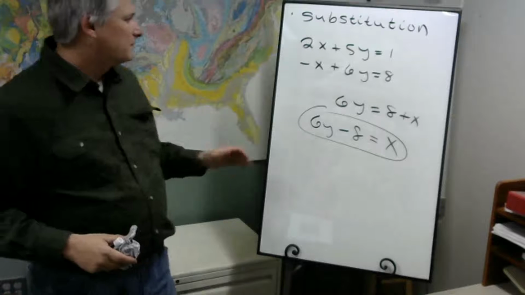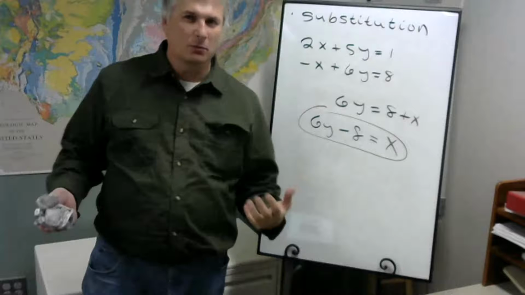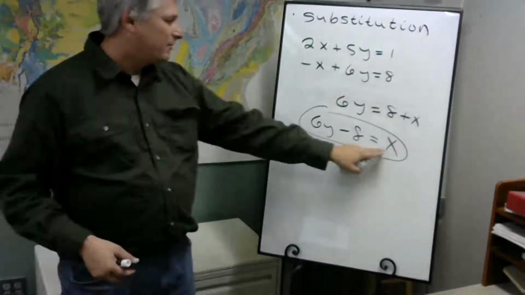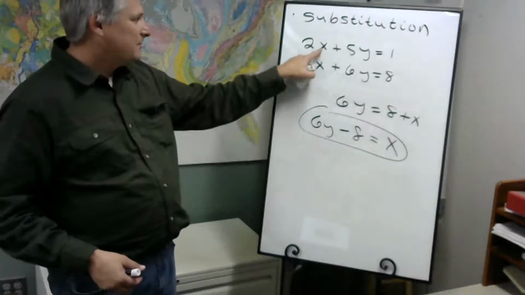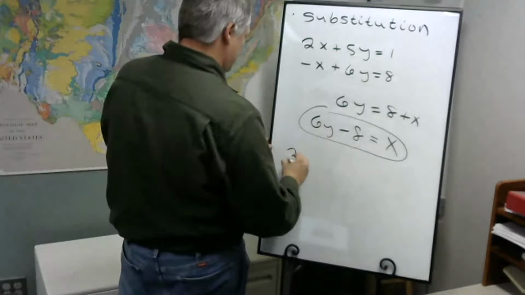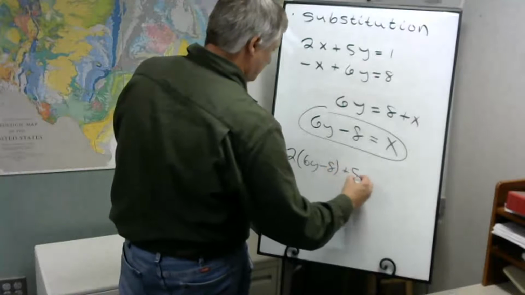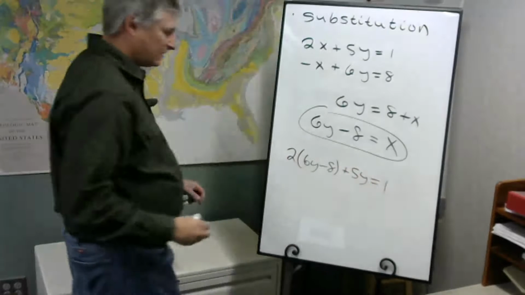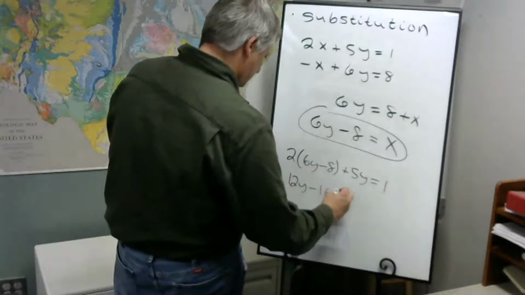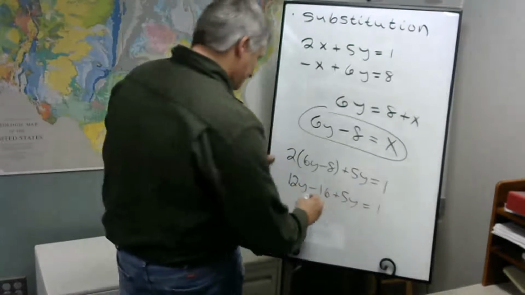So what we can do is go back to this equation. If we've used this equation to solve for x or y, we want to substitute into the other equation. So now we know x is equal to this. That means we can replace this x with this. Multiply through by 2. Add 16 to both sides.